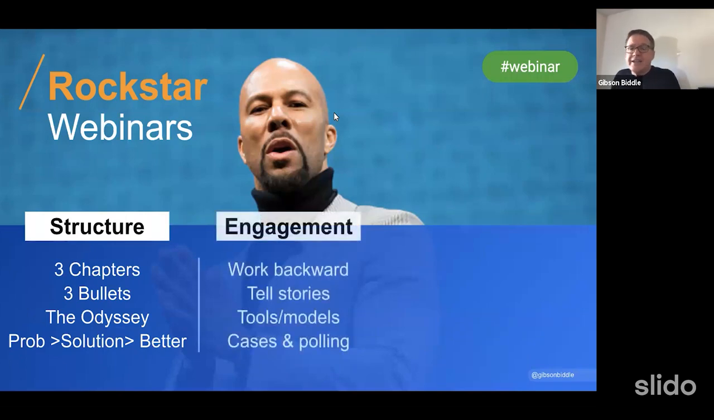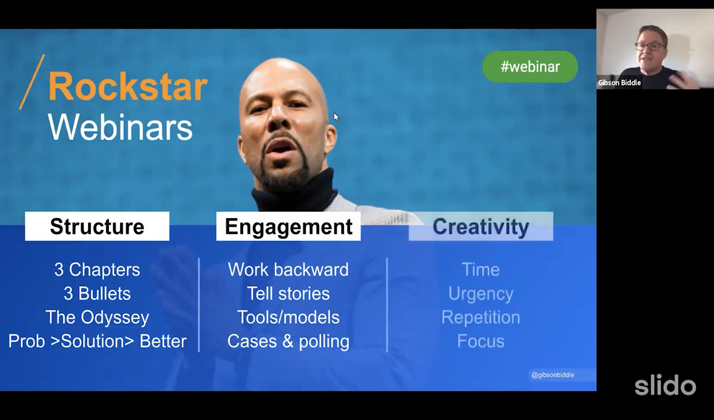And then the second, engagement. Driving engagement is the key to high quality talks, whether in person or in a webinar. So work backwards, what's the point I want to land? Tell stories, share tools, models, and frameworks, and whenever you can, share cases and polling that help show and bring your ideas to life. And the last idea is creativity. It requires time, the urgency, like we got to figure out how to do this well.